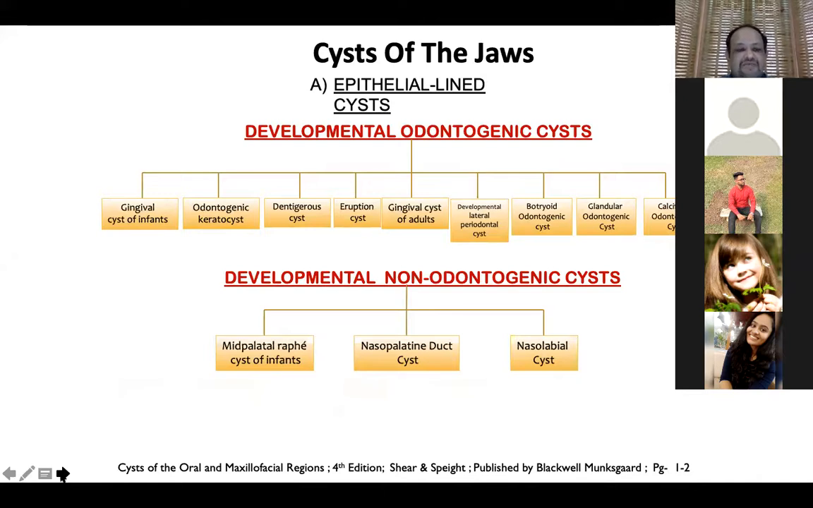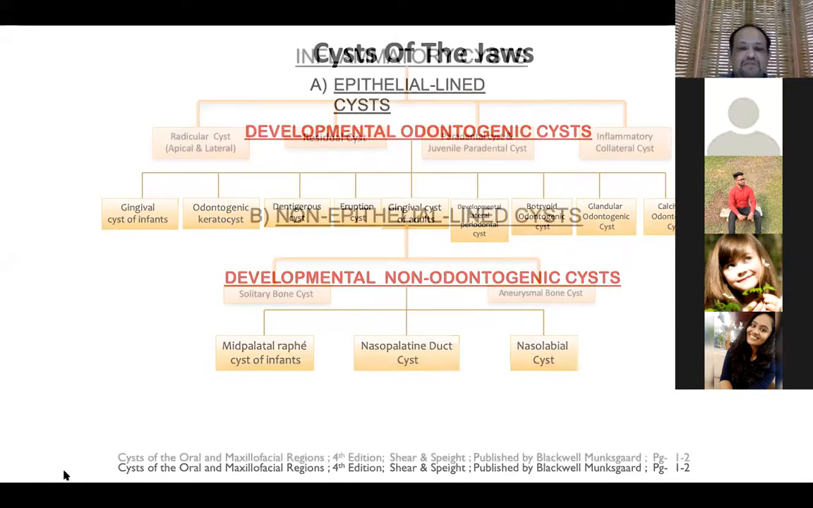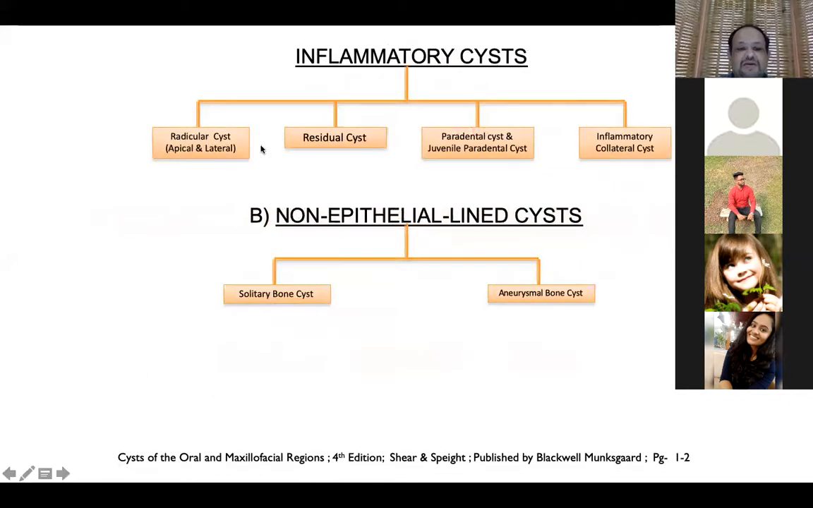The epithelial cysts can be classified into the gingival and developmental odontogenic cysts: gingival cyst of infants, odontogenic keratocyst, dentigerous cyst, eruption cyst, and so on. The ones we are going to be dealing with, and the ones which are most common, are the dentigerous cyst, the odontogenic keratocyst, and, in the inflammatory type, the radicular cyst. This is the radicular cyst, and once you extract a tooth and unfortunately pathology gets left behind, then you have a residual cyst.